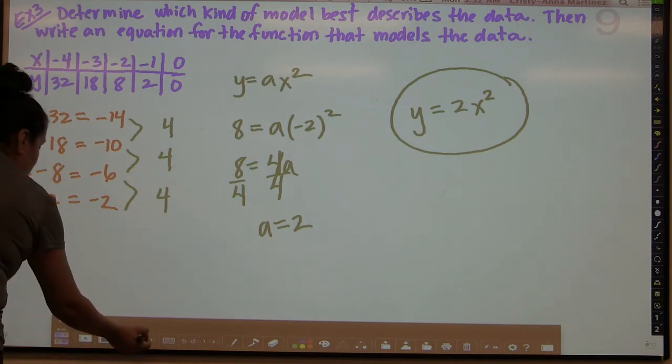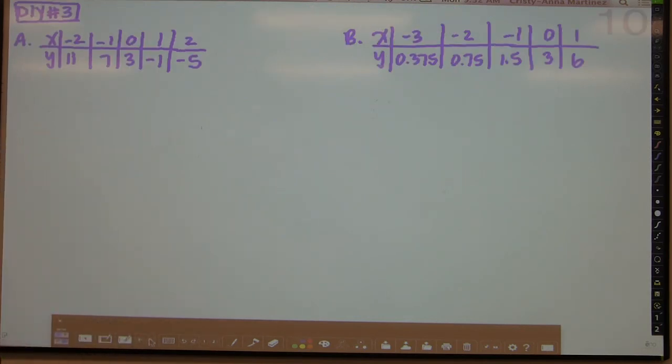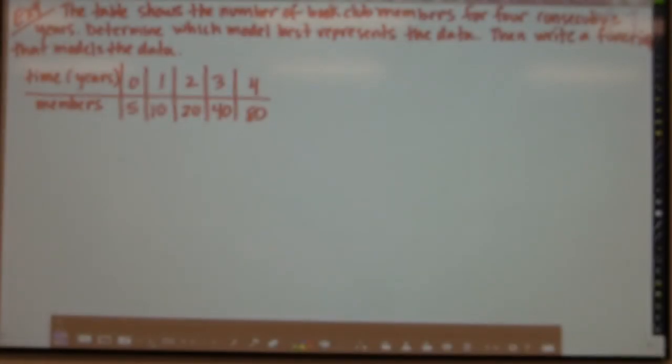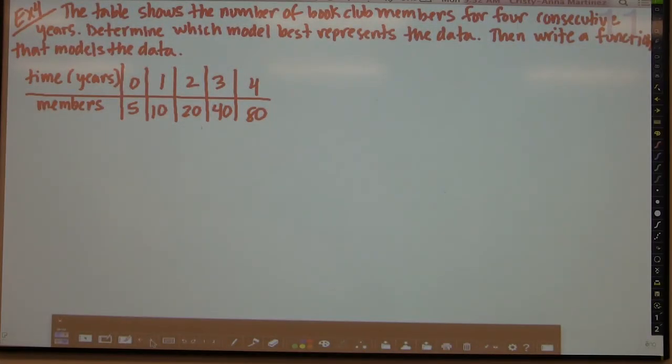So now we're going to ask you to do the same thing with these two examples, and then we will go to our last example. Oh, word problem, yay, they're your favorite, I know. The table shows the number of book club members for 4 consecutive years. Determine which model best represents the data, then write a function that models the data.